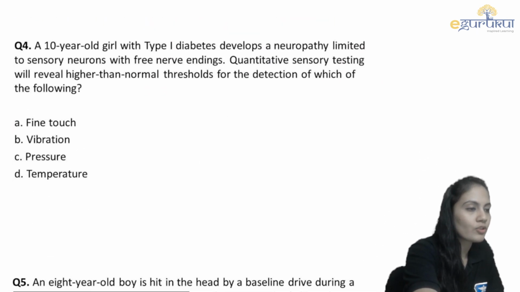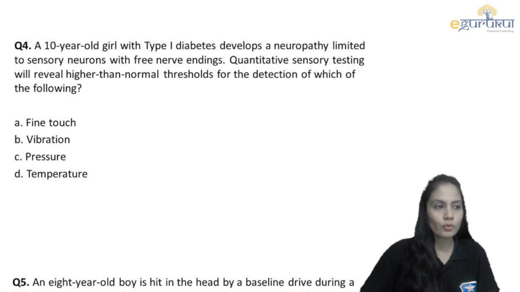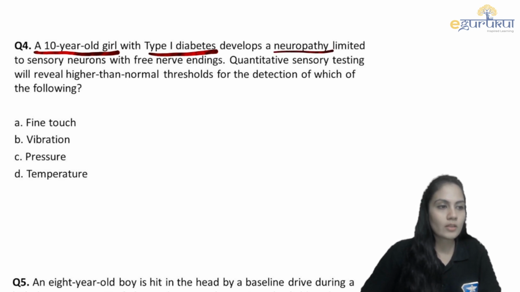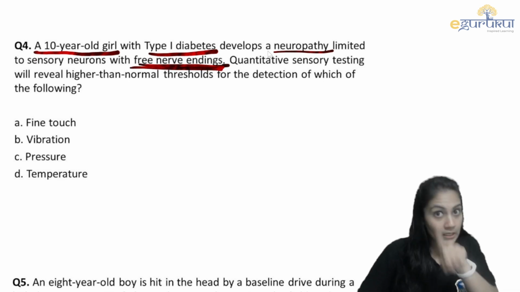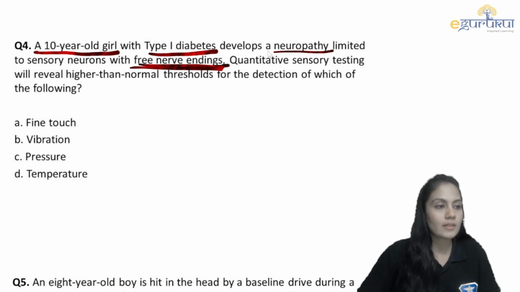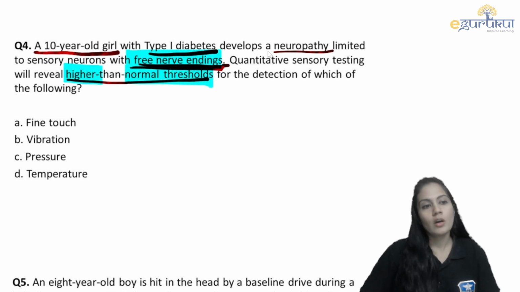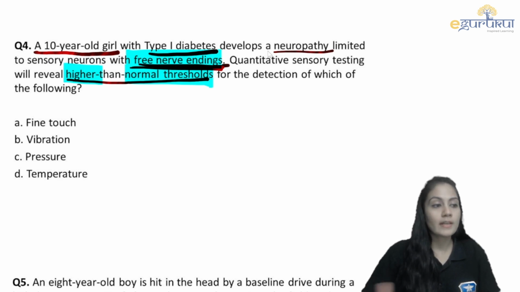Let's move on to question number 4. It asks: a 10-year-old girl with type 1 diabetes developed neuropathy limited to sensory neurons with free nerve endings. So over here they're asking about free nerve endings. That is a clue. Quantitative sensory testing will reveal a higher than normal threshold for detection of which of the following. So two things we have to take care of: first is the free nerve endings, second is the higher than normal threshold for detection of what.